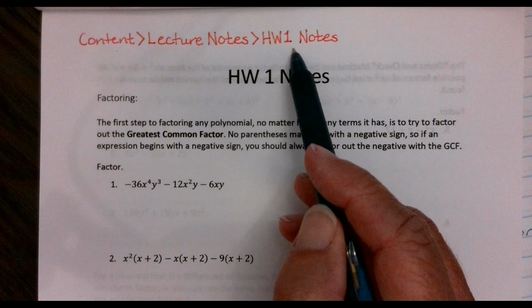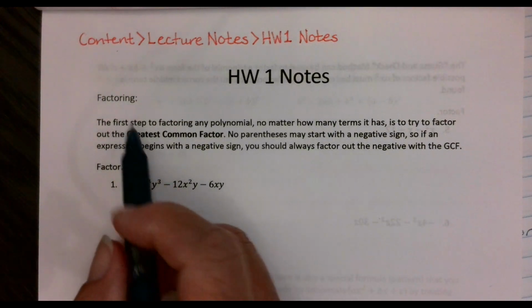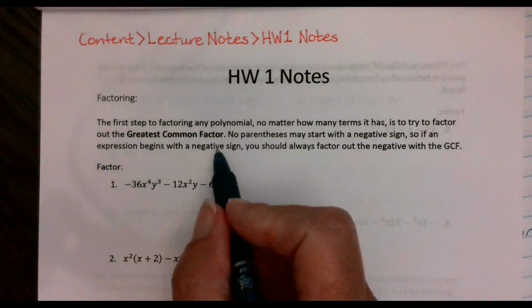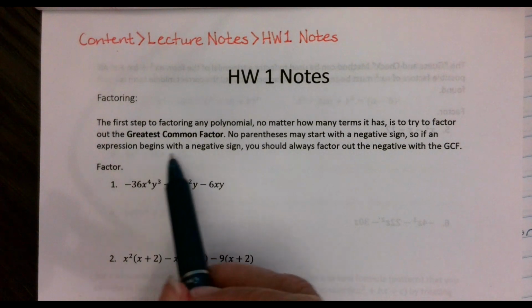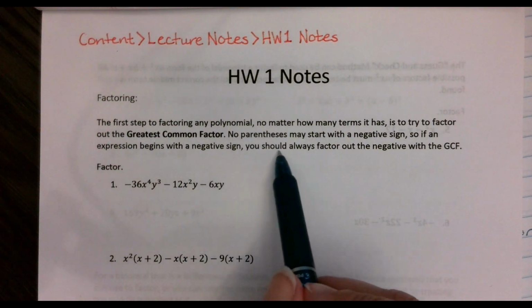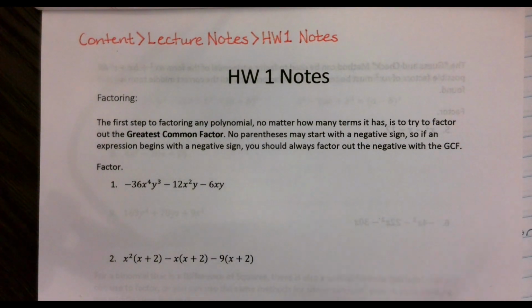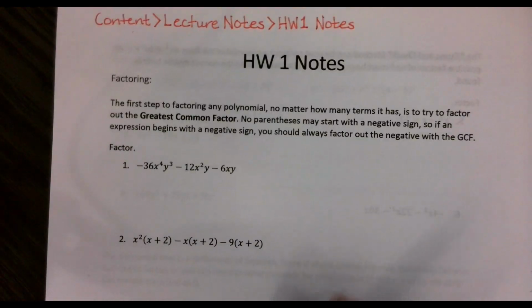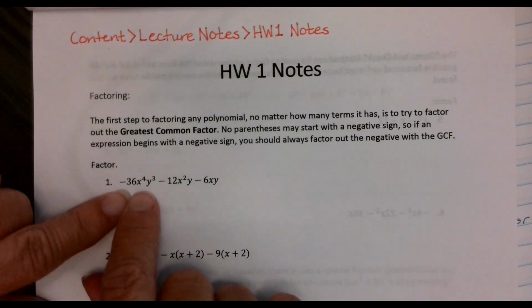All right, so we're going to first start with factoring. The first step to factoring any polynomial, no matter how many terms, is to check the leading sign. If the expression begins with a negative sign, you should always factor out the negative of the GCF. Like in this particular case, it's negative.